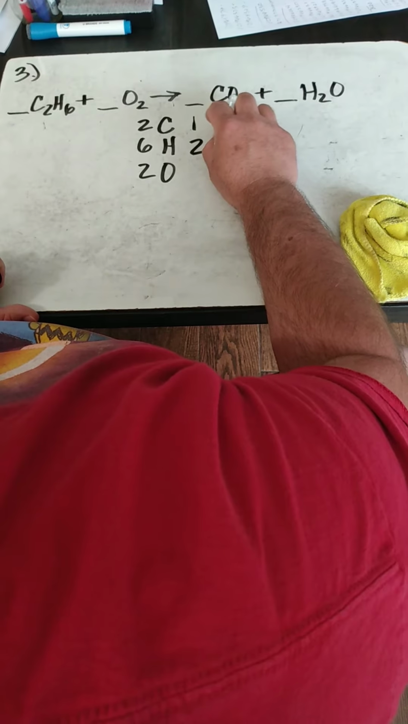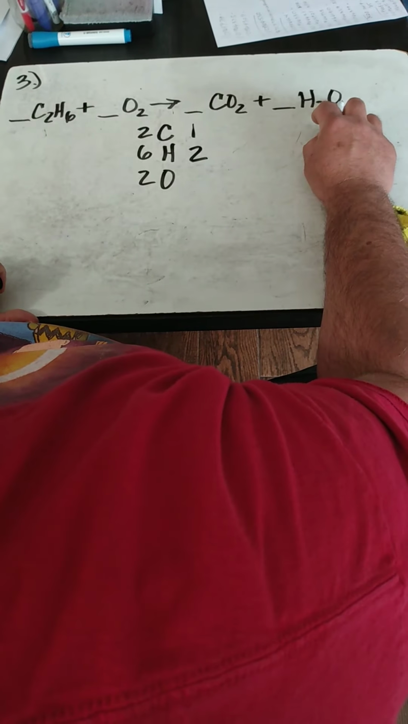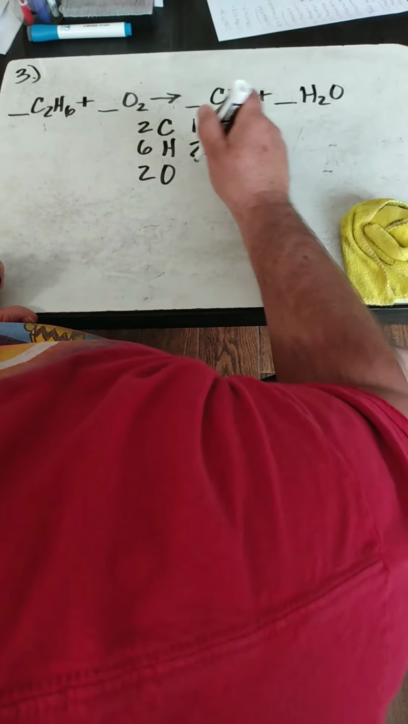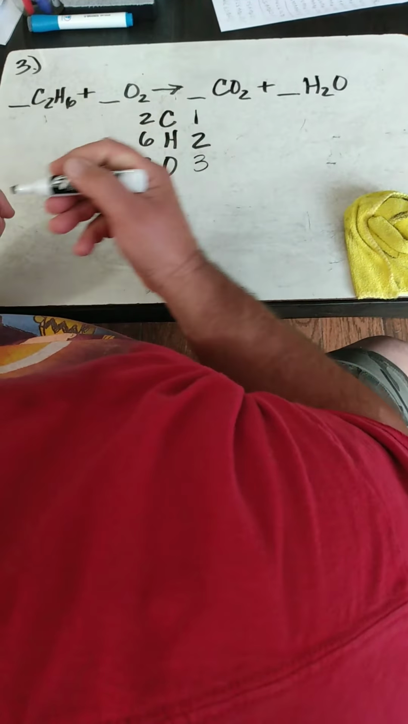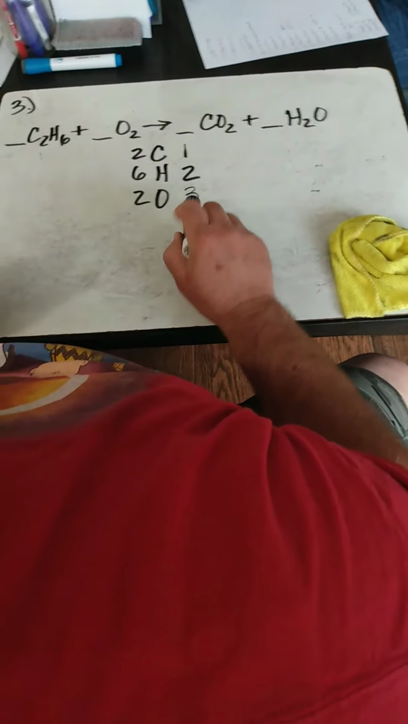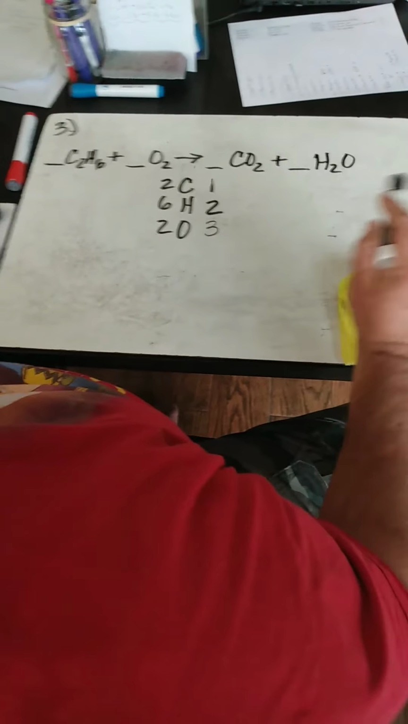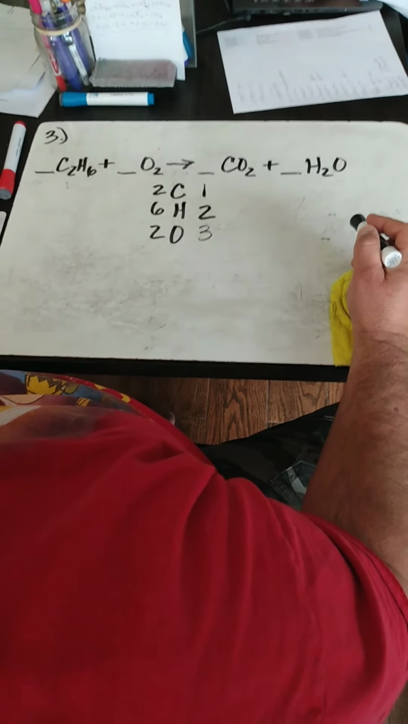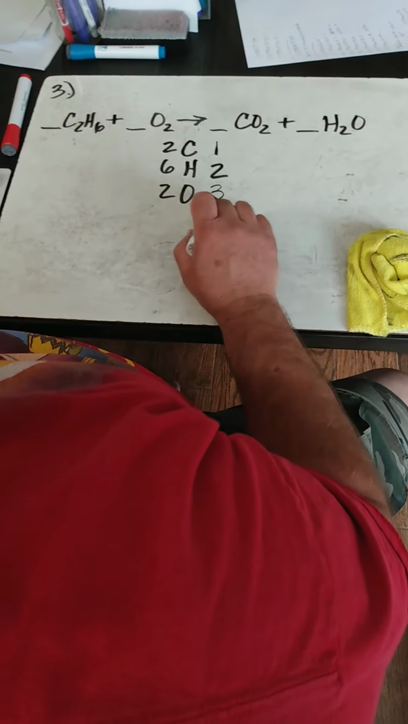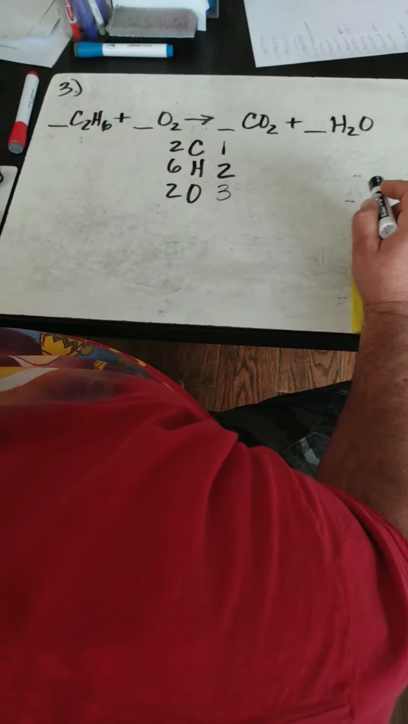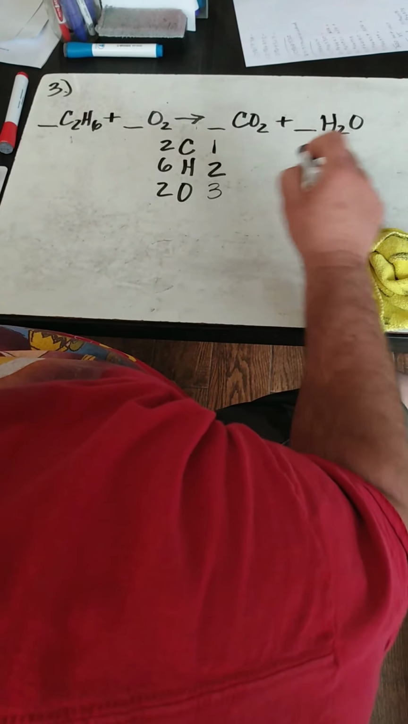Well, we start off with 1, 2, plus another 1. So 2 plus 1 is 3. Okay, so that's a really odd number to work with, that 3. And so it really becomes a real pain. So we want to go after oxygen, okay? And we want to go after oxygen on this side of the problem.